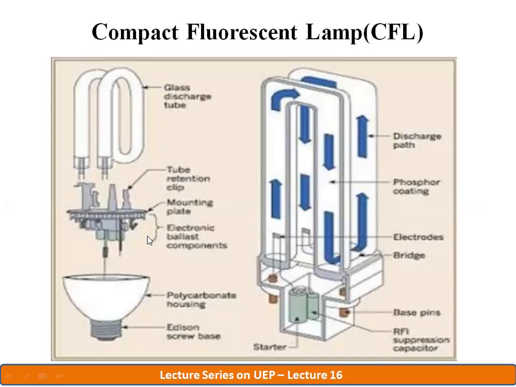The difference between the conventional ballast and the electronic ballast is that the conventional ballast is big. The electronic ballast consists of fast switching devices like MOSFET and IGBT transistors, so it is compact in size. But the main disadvantage is that the electronic ballast injects more harmonics into the electrical system, so a filter is required. This is the polycarbonate housing and the screw base.